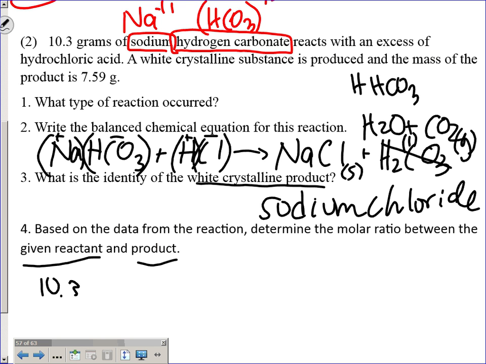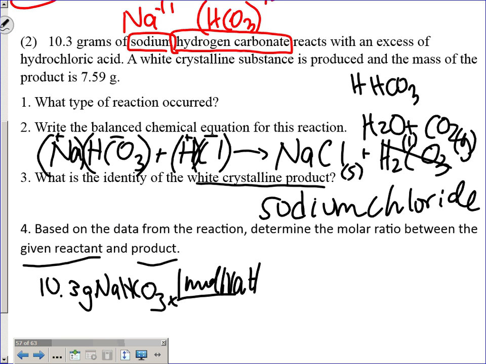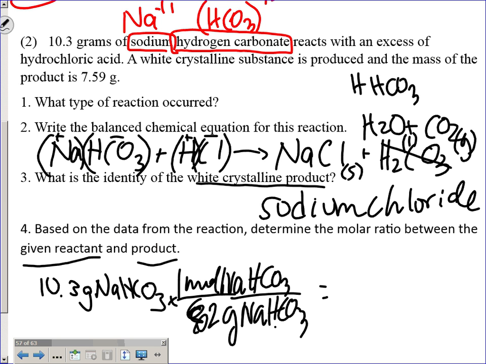So 10.3 grams of sodium bicarbonate, and do what with it? So find the molar mass and convert to what? Moles. Okay, so 1 mole of that. 36 plus 48. 72. 82. I think it's 82. So let me double check that math real fast. Okay, so you convert that to moles, and then separately, so that's our reactant, and then what else would you do, Kim?